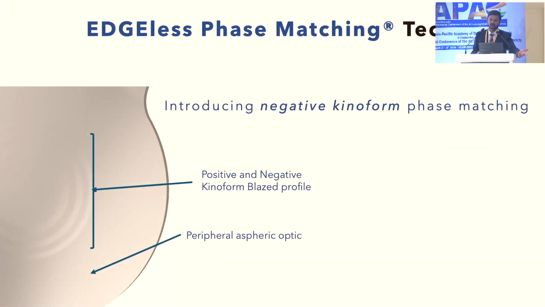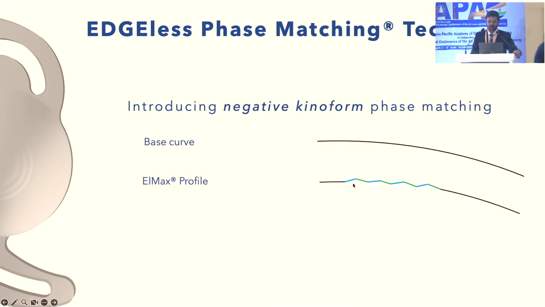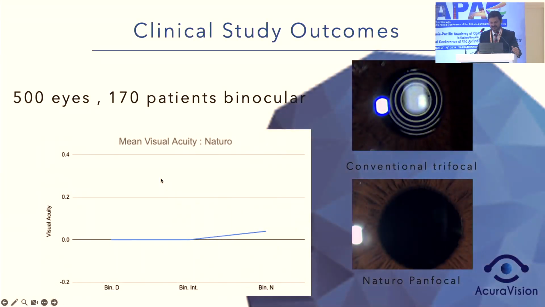Edgeless phase matching technology. Technically it's a diffractive lens, which has a negative kinoform profile. A negative kinoform profile basically means that if this is the base curve and the conventional kinoform profile, that is the second one, is added to it, you will get a trifocal lens or a bifocal lens, just like we discussed just before in the talk. If you match the negative kinoform as well, then you will get a profile which has both negative and positive attached to each other, which gives you what is being called the LMAX profile in this lens.